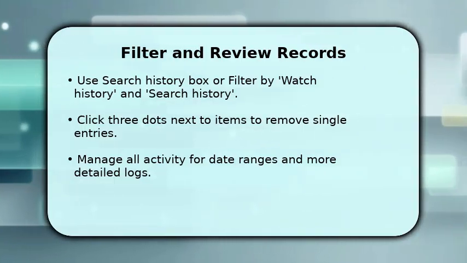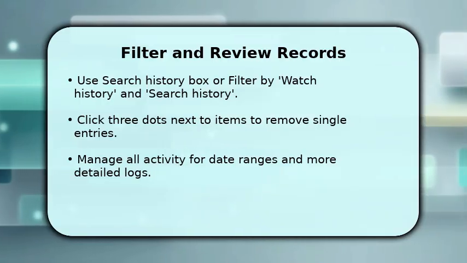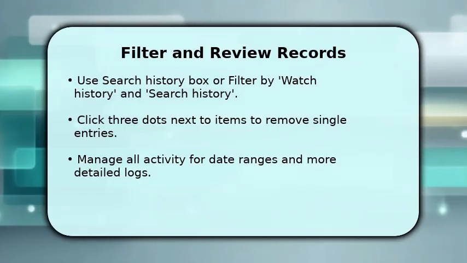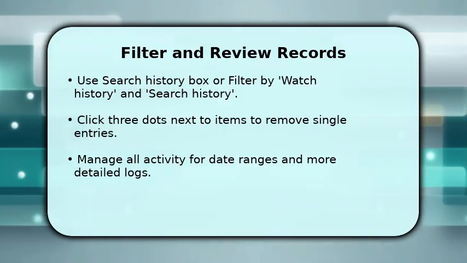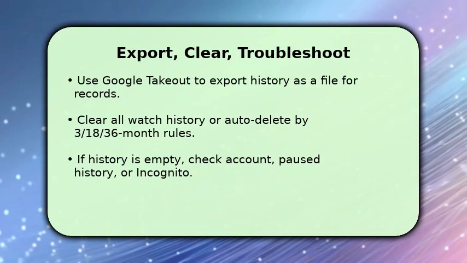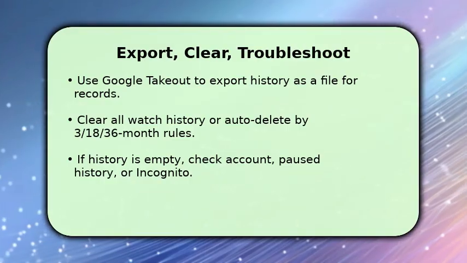For each entry, click the three-dot menu to remove single items. This adjusts recommendations immediately. If you need date range control or full timestamps, click Manage All Activity to jump into Google. To finish, export or archive your history with Google Takeout if you want an offline record.